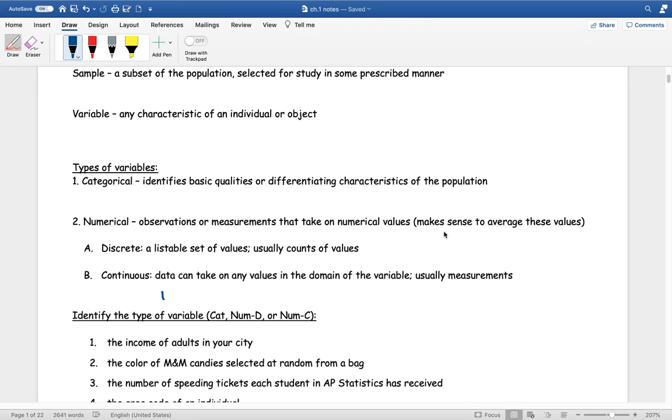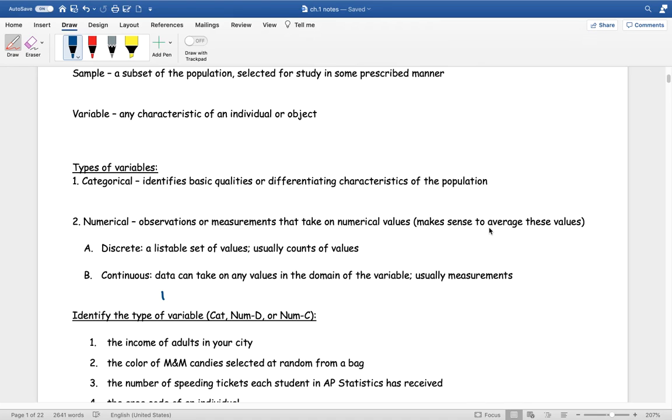And then there's this little note here. It makes sense to average these values. You have to make sure that you can average those values before you say it's numerical. Okay? And you'll see that more when we talk about these examples.